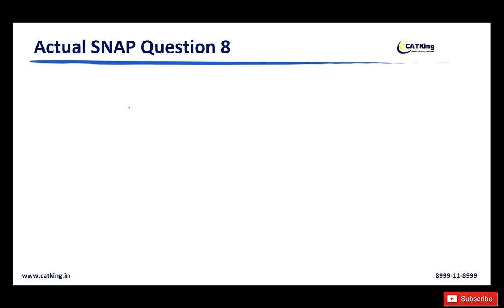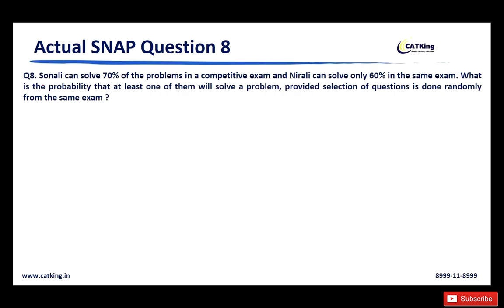Let's move on to the last question of this video. Question number 8: Sonali can solve 70% of the problems in a competitive exam, and Nirali can solve only 60% in the same exam. Now what is the probability that at least one of them will solve a problem, provided selection of questions is done randomly from the same exam? The options given to me are 0.82, 0.88, 0.62, and the last option, option D, is 0.72.